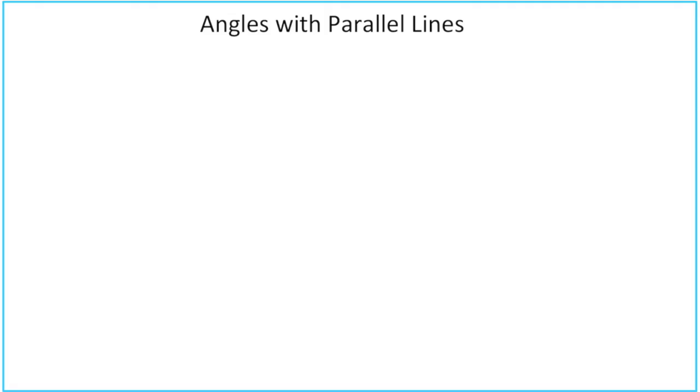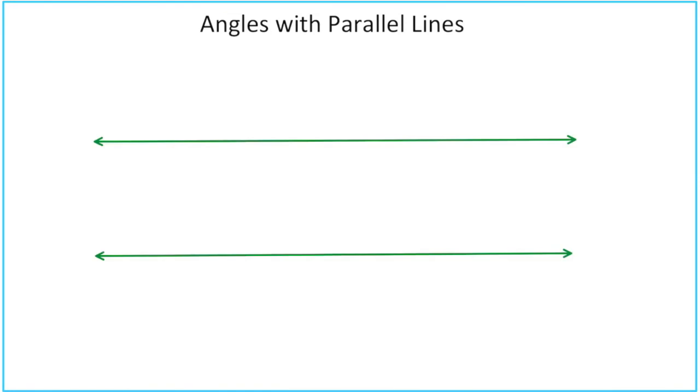In this video, we're going to take a look at angles with parallel lines. So let's start with some parallel lines. Now those look parallel. If you really want to communicate that they are in fact parallel, you can use these arrow marks to show that they are in fact parallel.